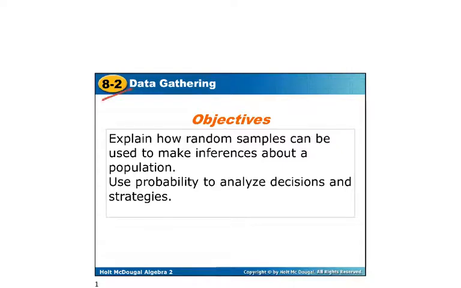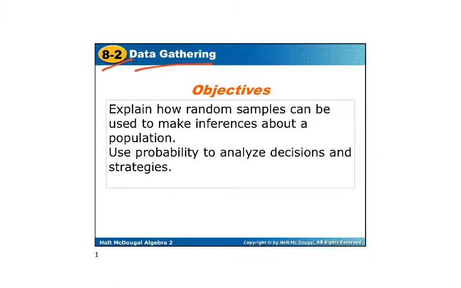Alright, so here we are with the 8.2 data gathering notes. So hopefully from these notes we'll be able to explain how random samples can be used to make inferences about a population, and then use that probability to analyze decisions and strategies about what to do with that population.